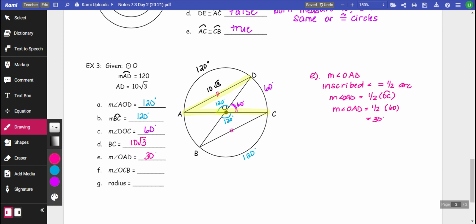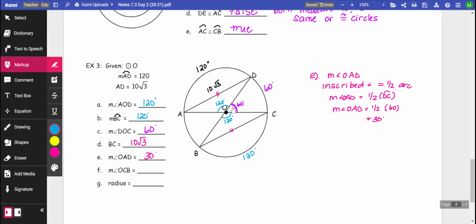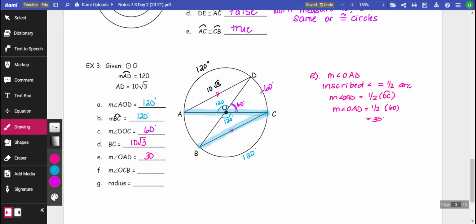Next, I have to find the measure of angle OCB. So we're looking for this blue angle inscribed in the circle. Now I know if arc DC is 60, arc AB must also be 60 degrees. So for F, angle OCB is going to be half of 60. It's an inscribed angle just like in part E, so that is going to equal 30 degrees.